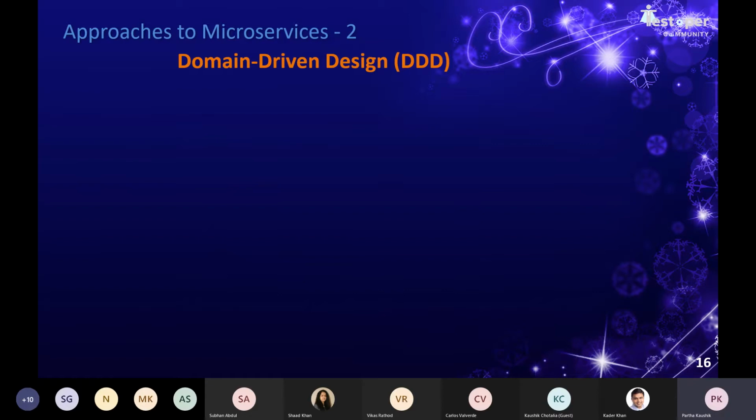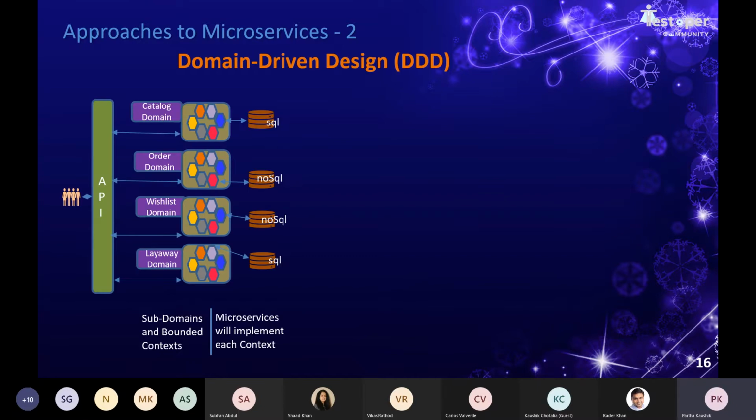There's a very important concept in microservices called domain-driven design, DDD. So again, coming back to this diagram, you have a catalog domain, order domain, wishlist domain, layaway domain, and an API through which you access each one of these domains. The domains themselves will have subdomains. So each domain would have multiple subdomains, each one of them representing a microservice.